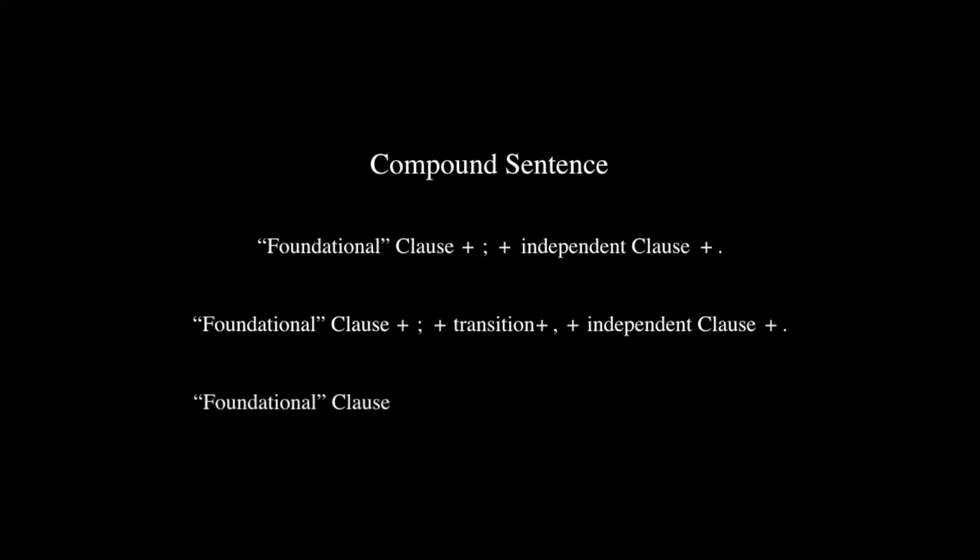The third type of compound sentence, again, begins with that foundational independent clause. Then you will add a comma, and then you will add one of 7 conjunctions, which we'll talk about, and then you would add your second independent clause along with your period. So these are the basic structures of compound sentences. Let's look at each one a little bit more closely.